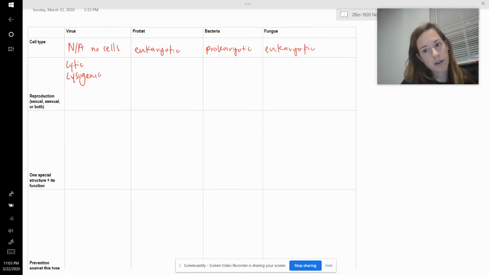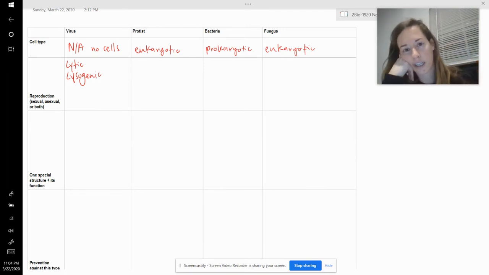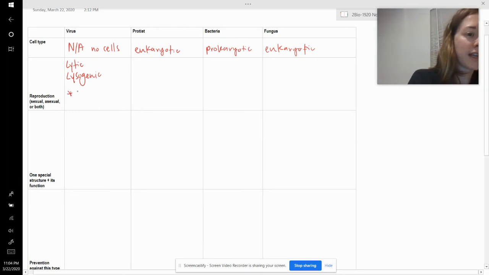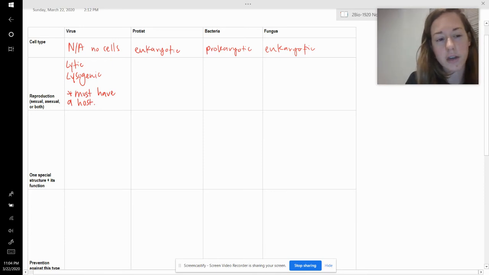They also could be a retrovirus like HIV, which means that they have RNA and they convert that to DNA, and then can kind of hide out in the cell just like a lysogenic virus. But I'm not going to write that one, but they could also be a retrovirus. And basically for viruses, what you need to know is that they must have a host to reproduce. And that's what makes them non-living, is that they have to have a host. If they don't have a host, they can't reproduce, they can't survive.